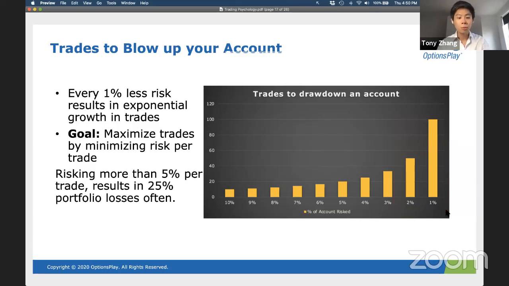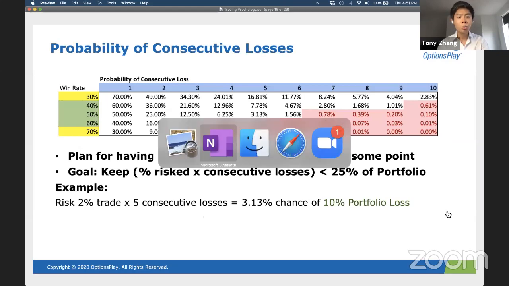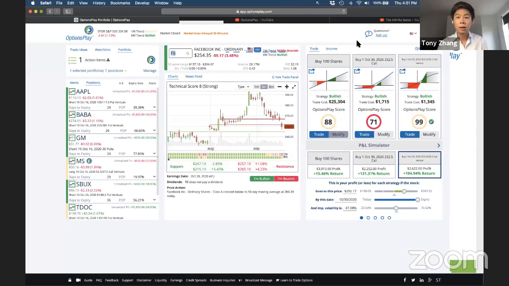But before I move on to that, I do want to show you here in OptionsPlay what I mean by risking 2% of your account per trade, right? Because there are lots of different option strategies. Some have limited risk, some have unlimited risk. How do you actually deal with all of that? That's really where OptionsPlay comes into play.